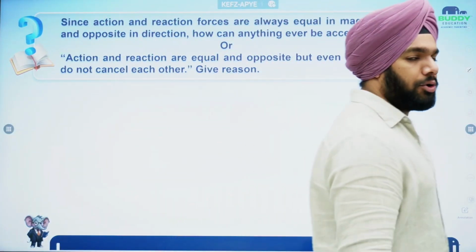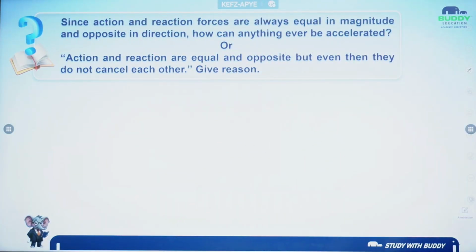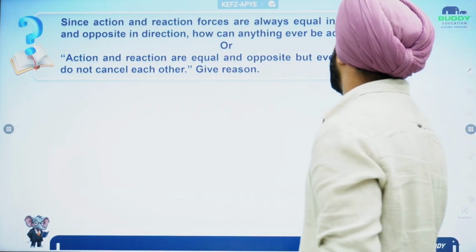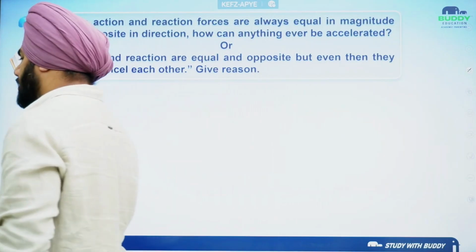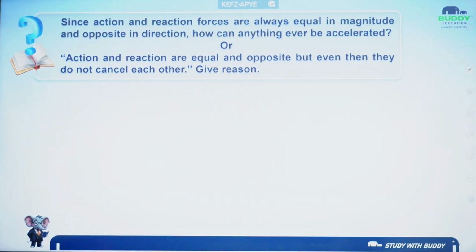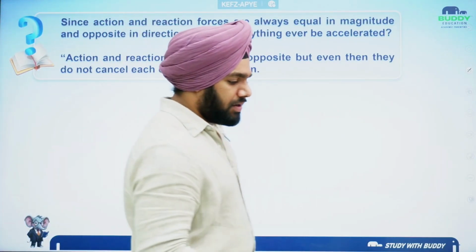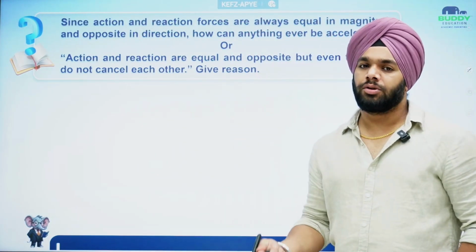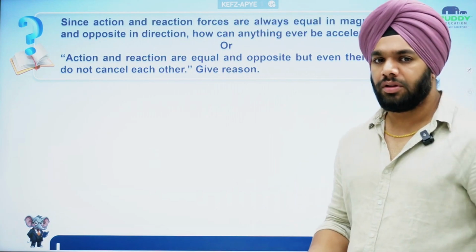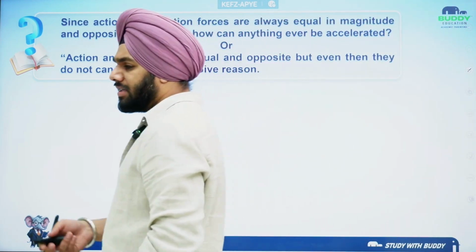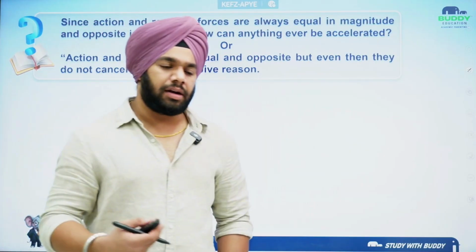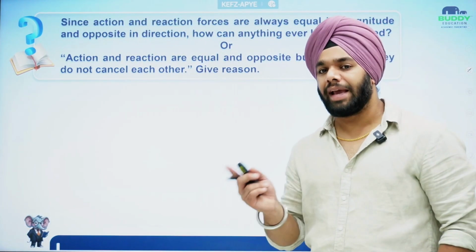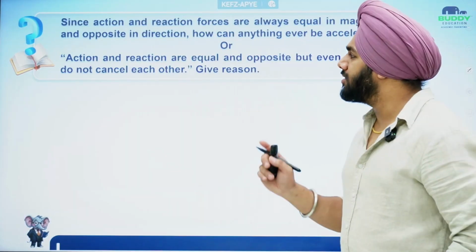Let's talk about some more questions. Since the action and reaction forces are equal in magnitude and opposite in direction, how can anything ever be accelerated? This is a very good question. We can say in simple words that action is acting on one body and reaction is acting on the other body. So because of the action, there is some net force on the one body, and because of reaction, there is some net force on the other body, right? Because they act on two different bodies, they cannot cancel out each other's. Hence, the net force on the body is not zero.